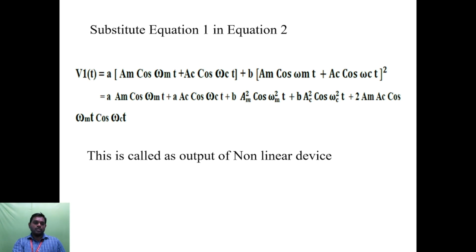So here we get V2 of t is equal to A Am cos omega m t plus A Ac cos omega c t plus B Am square cos square omega m t plus B Ac square cos square omega c t plus 2 B Am Ac cos omega m t cos omega c t. So this is the output of the nonlinear device.